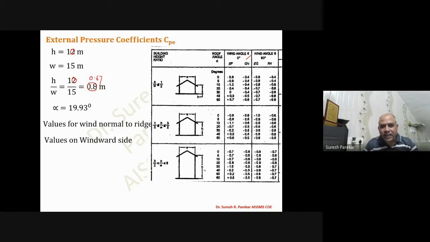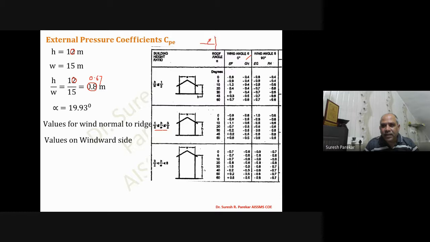Now for 0.67, we have this portion: h by w greater than or equal to 1 by 2 and less than or equal to 3 by 2. And then we have this portion which is 0 degree. If you remember, we have given this angle theta, which is given with the horizontal.